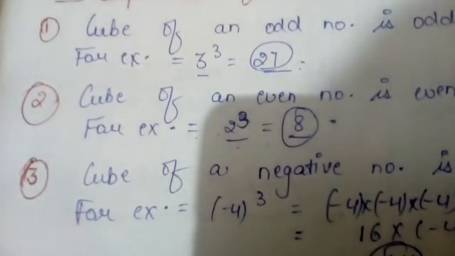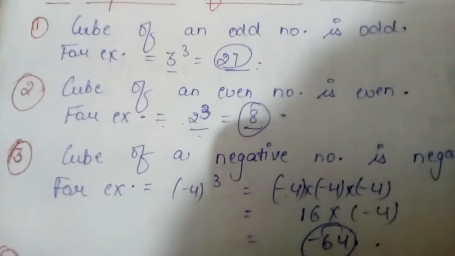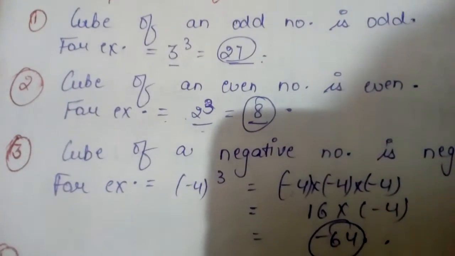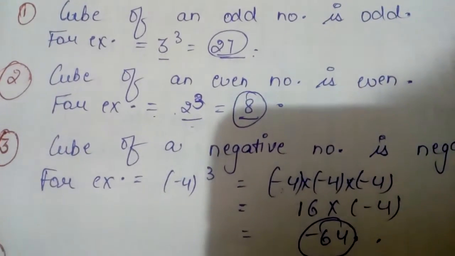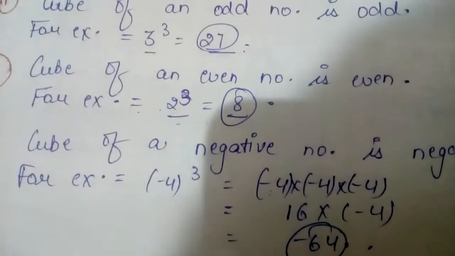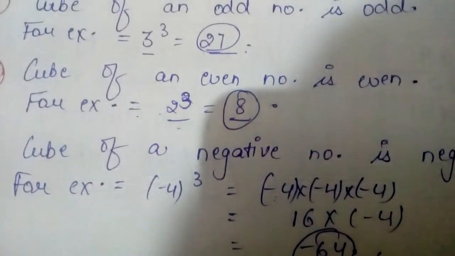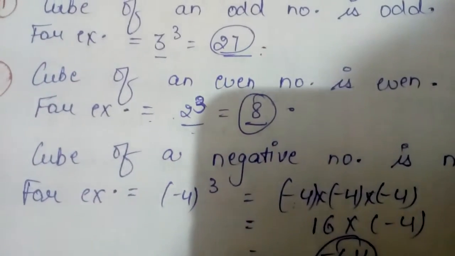Second property, the cube of an even number is even. It means if we take an even number, for example 2, and we have to find the cube of that number, we obtain 8. 8 is an even number and the cube root of 8 is 2. So it is also an even number.